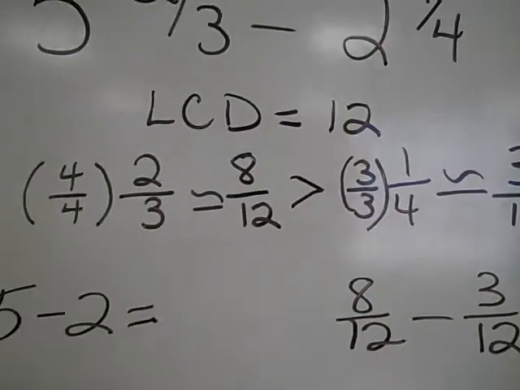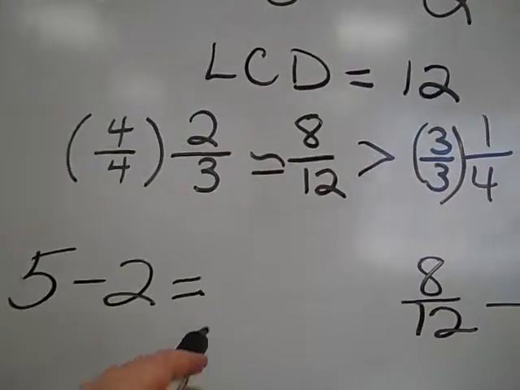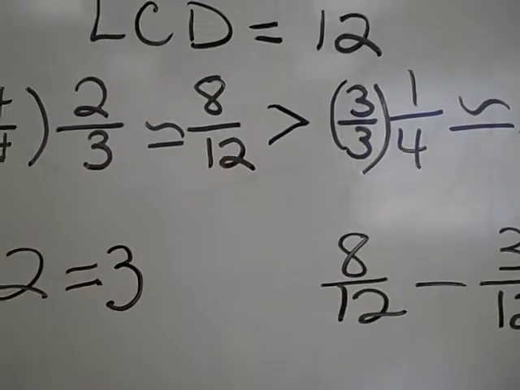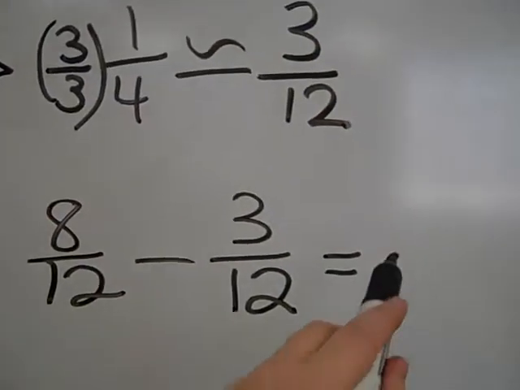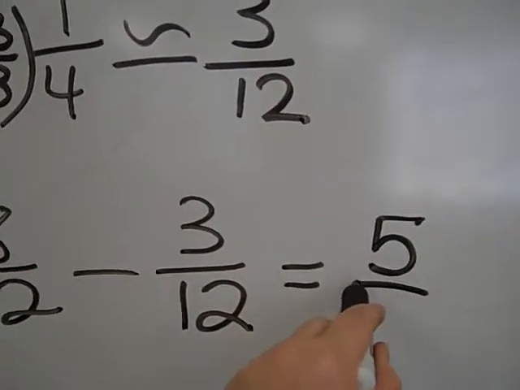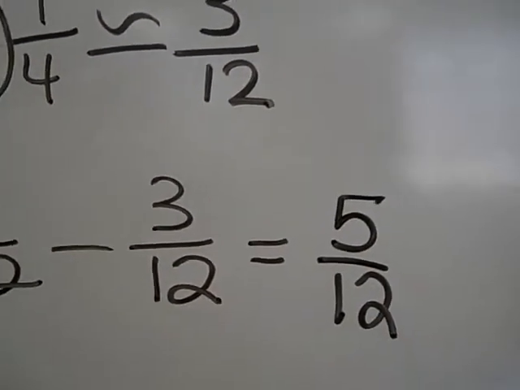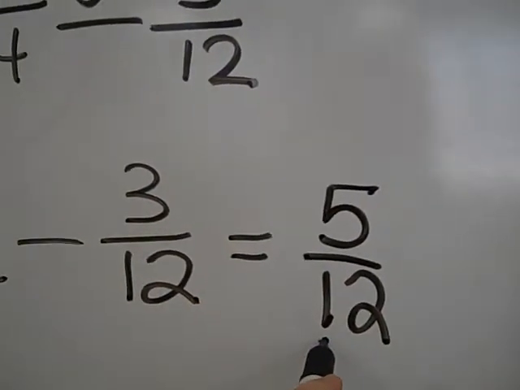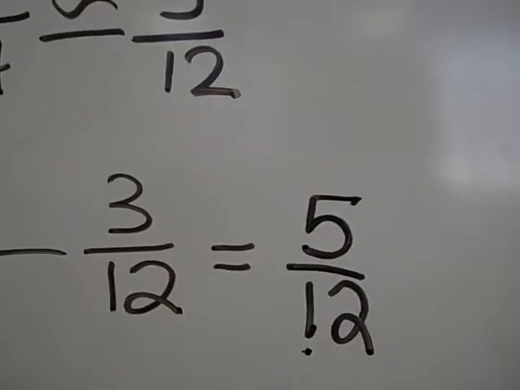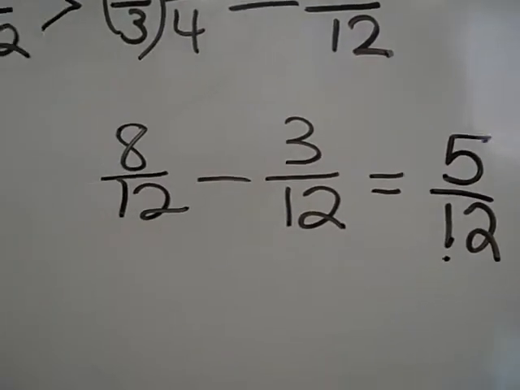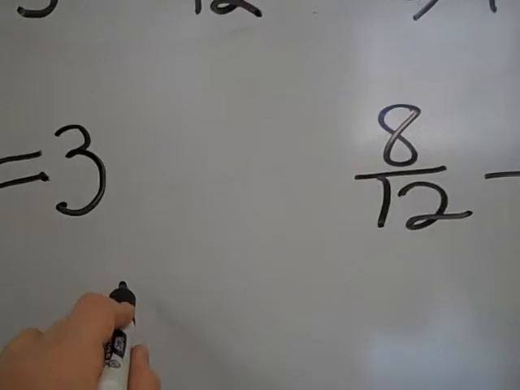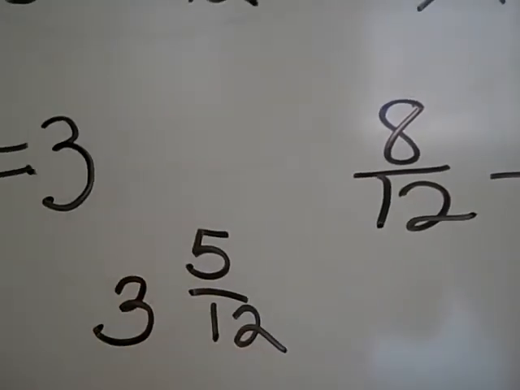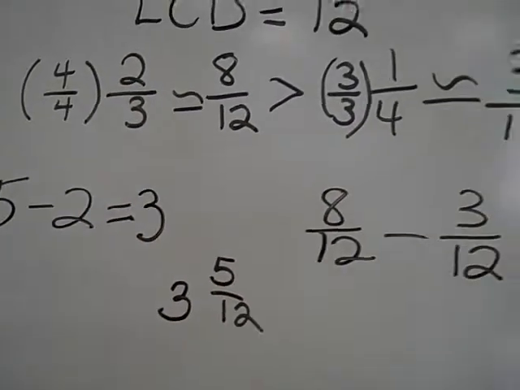Well, I can now say that 8/12 is larger than 3/12, so I can subtract. I'll take my whole numbers. The 5 minus 2 will equal 3. The 8/12 minus the 3/12 would equal 5/12. We've got to simplify that if necessary. 5 does not go evenly into 12, and 5 is a prime number, so I know it's simplified as much as possible. My final answer then would be 3 and 5/12, and we're done. Moving on to the next problem.